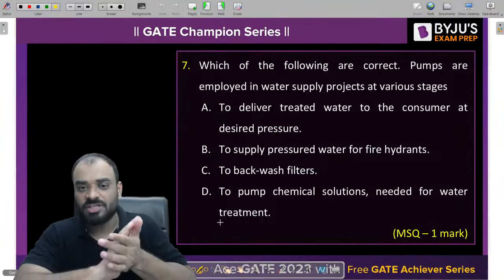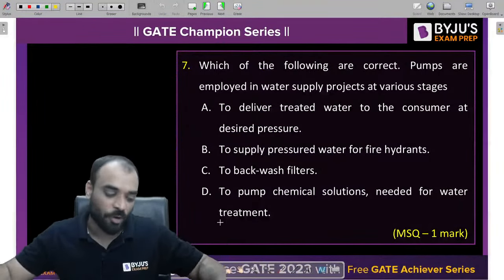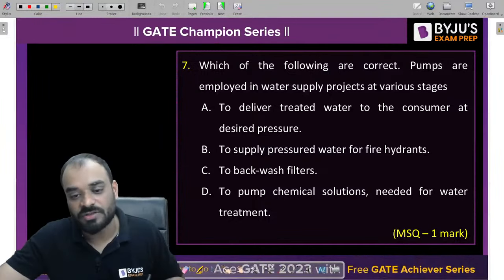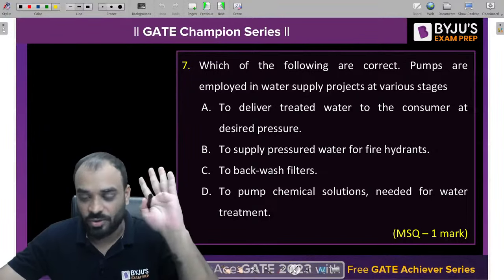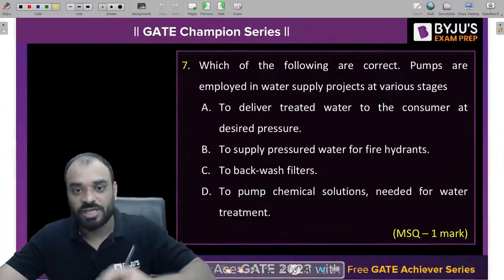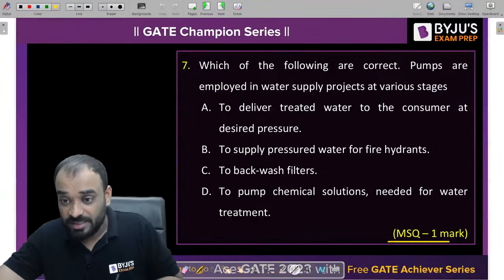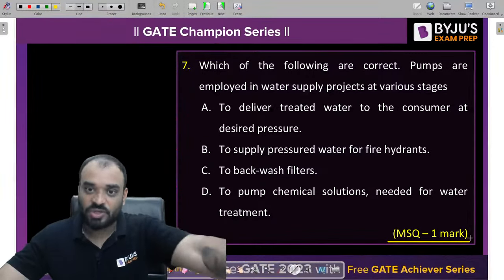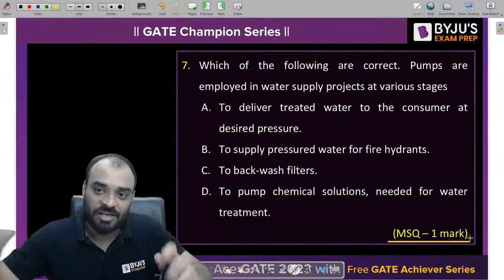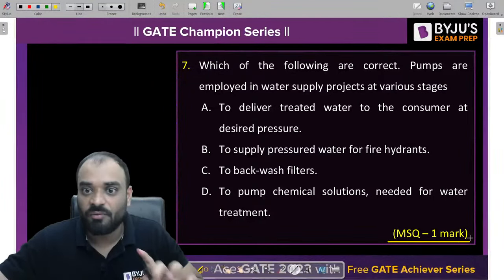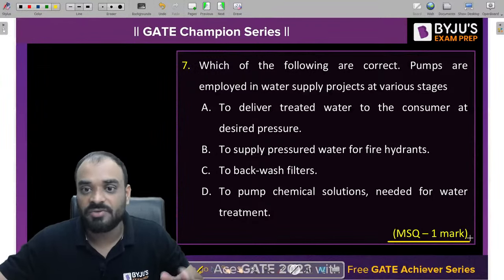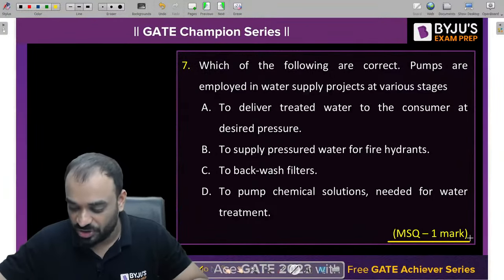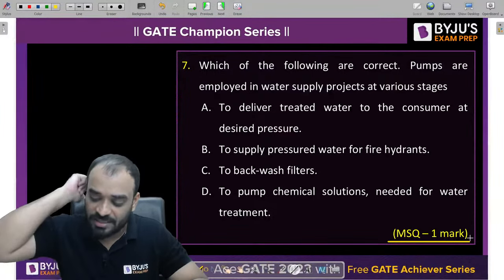Let's move to the next question, and this is an MSQ question, guys. 1 mark problem. Please let me know the answer from your side only. I will not explain right now, but you need to tell me the correct answer. MSQ 1 mark question. Which of the following are correct? Pumps are employed in the water supply project at the various stages. You need to apply the pumps in the various stages of the project. So tell me, guys, where you have to apply it. That is the question. Quickly tell me the answer, guys.